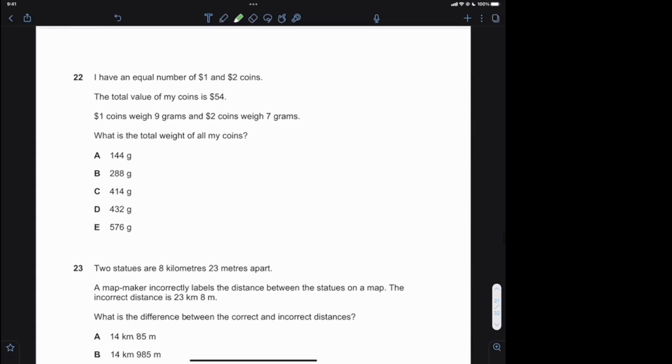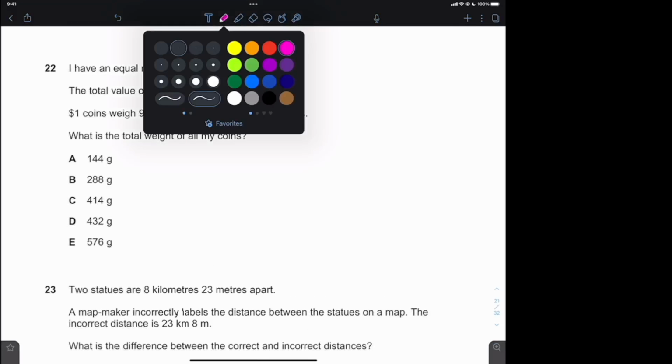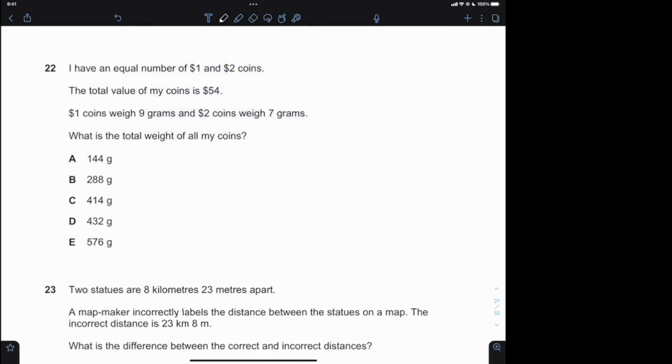All right, good stuff. Question 22. I have an equal number of $1 and $2 coins. The total value of my coins is $54.